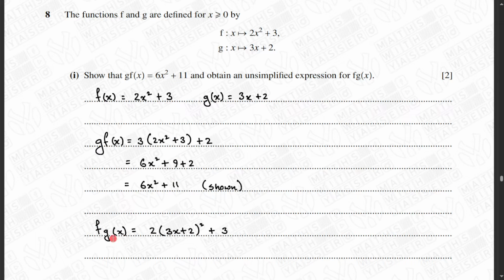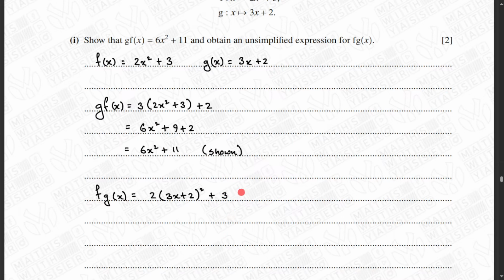Now, fg of x will be, g of x will get substituted into x squared. So that will become 3x plus 2 whole square plus 3. And we don't have to proceed any further because they have asked for the unsimplified expression.